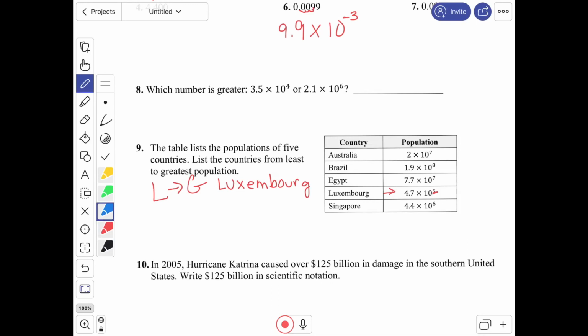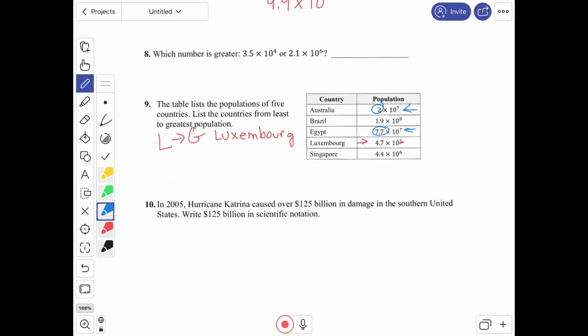Now, if they have the same exponents, like Egypt and Australia, then you can look at the first number. You look at the number in front to see which one is smaller.